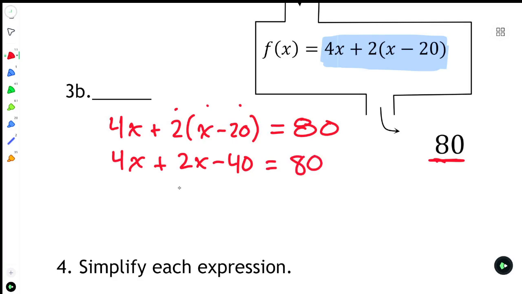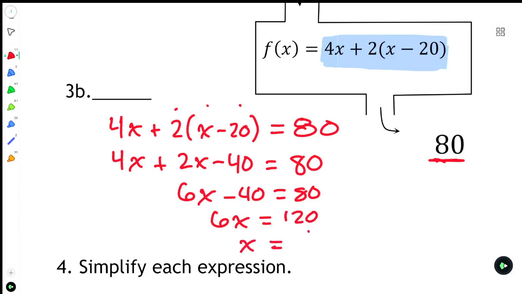A quick rewrite here, 4x plus 2x would be 6 times x minus 40 is 80. If I add 40 to both sides, I would get 6x equals 120, right? 80 plus 40 more is 120. And then finally, x is going to be whatever 120 divided by 6 is.